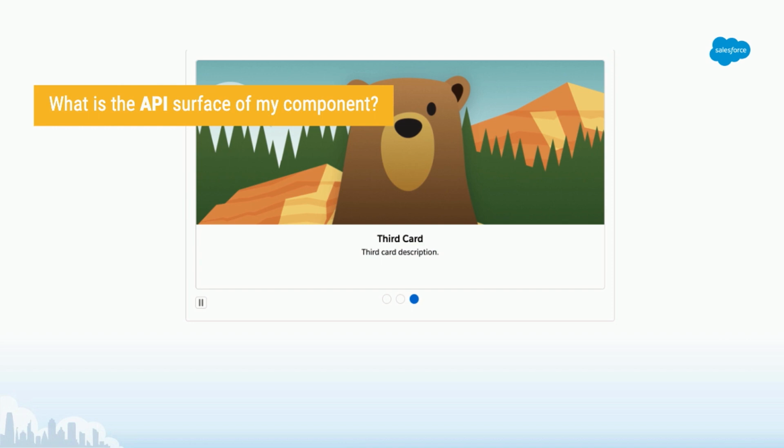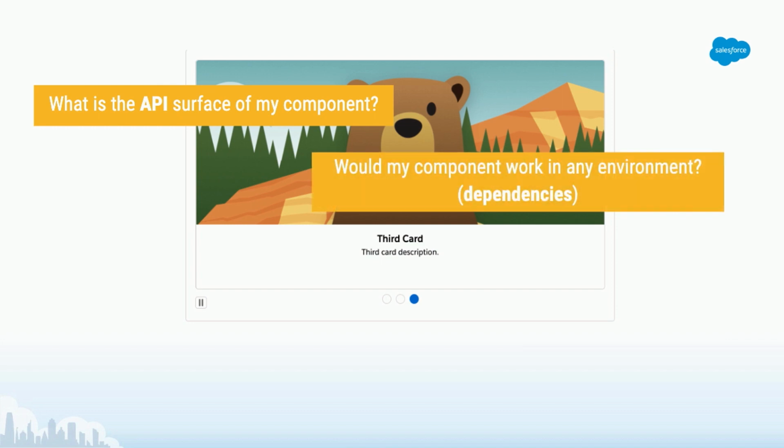The first question is, what is the API surface of my component? And you will see that it's actually more than meets the eye. And the second question I'm going to answer is, what makes my component environment dependent? What are the other things, the dependencies, and how do they influence where my component can run? And again, Gonzalo is going to go deeper into exactly why.